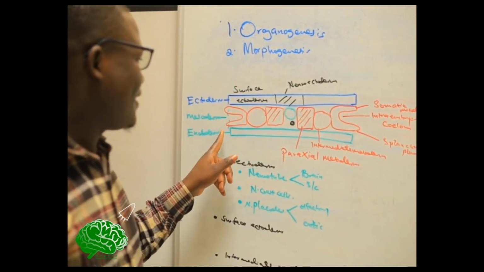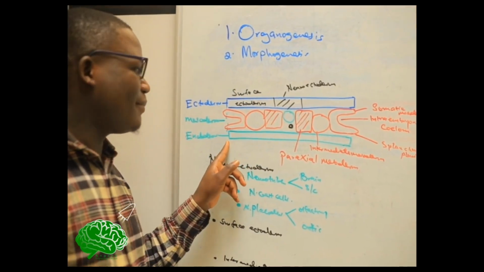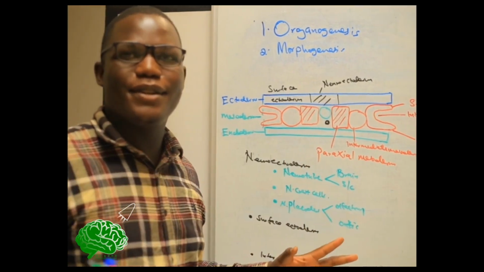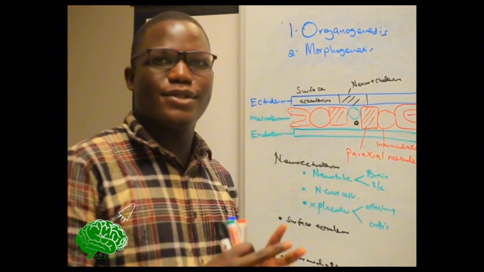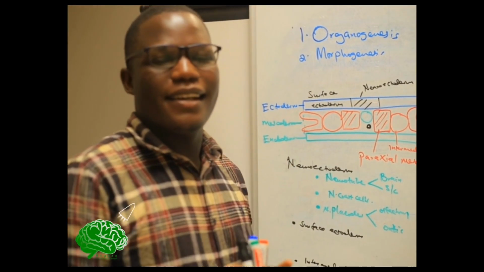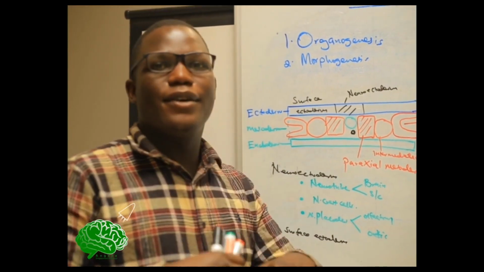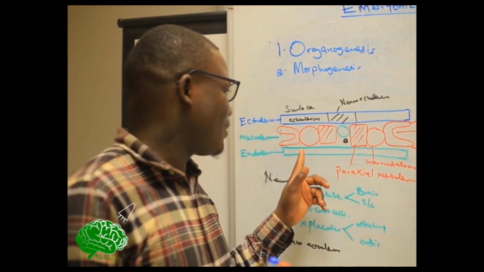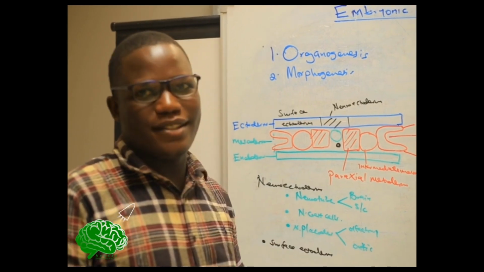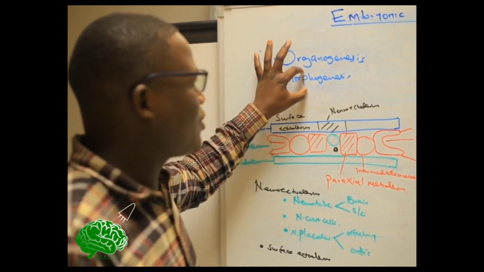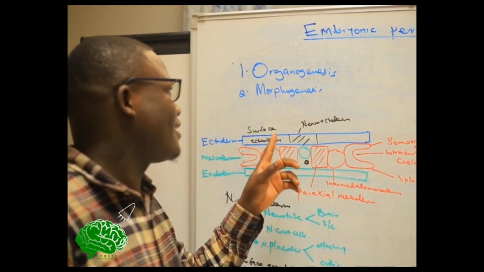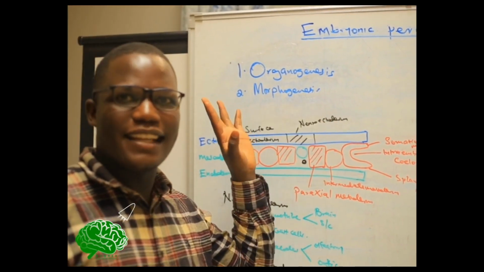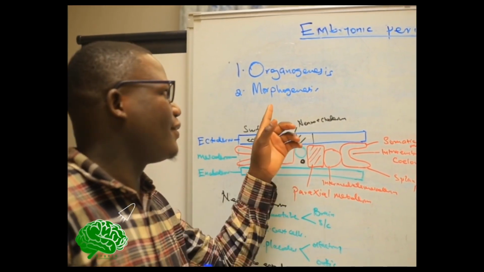Then the last part is the endoderm. The endoderm forms the epithelial lining of the whole structures within our bodies, and the epithelial linings of the glands. Then it also gives rise to the primordial germ cells. Then the last part, which we are not going to dwell on so much, is the morphogenesis. This is as a result of the folding of the developing embryo.